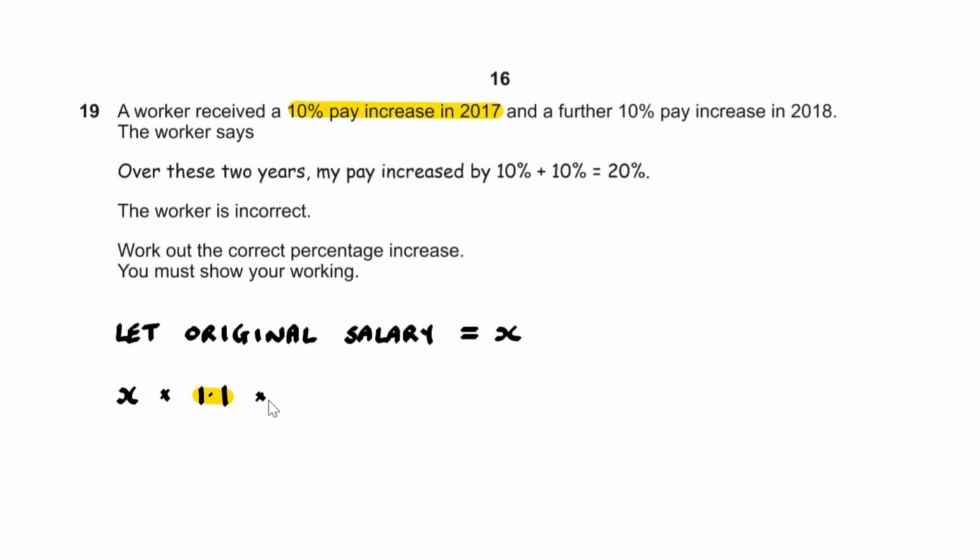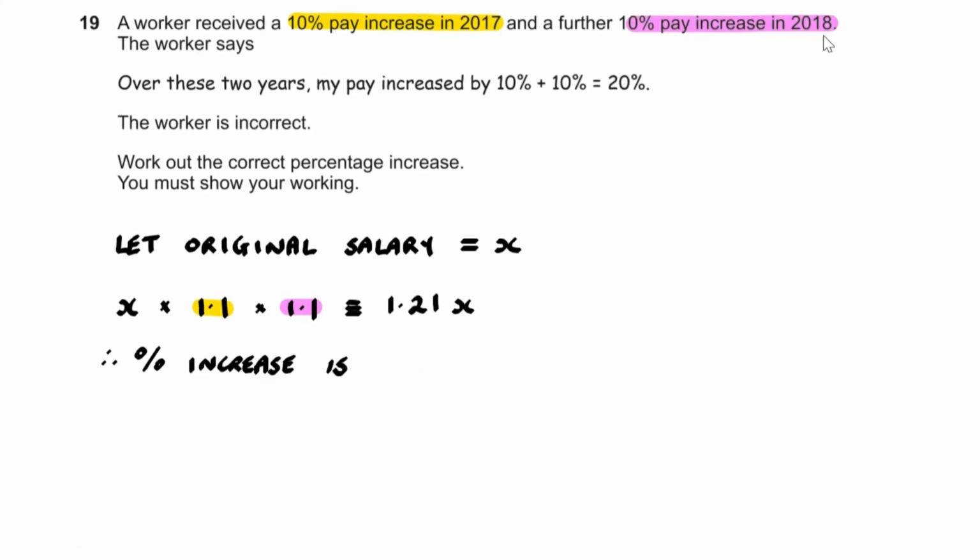And then I multiply this by a further 10%, so I multiply again by 1.1, which corresponds to the 10% pay increase in 2018. So if I work out what this is equivalent to, I get 1.21x. So our multiplier is 1.21, so the percentage increase is 21%.